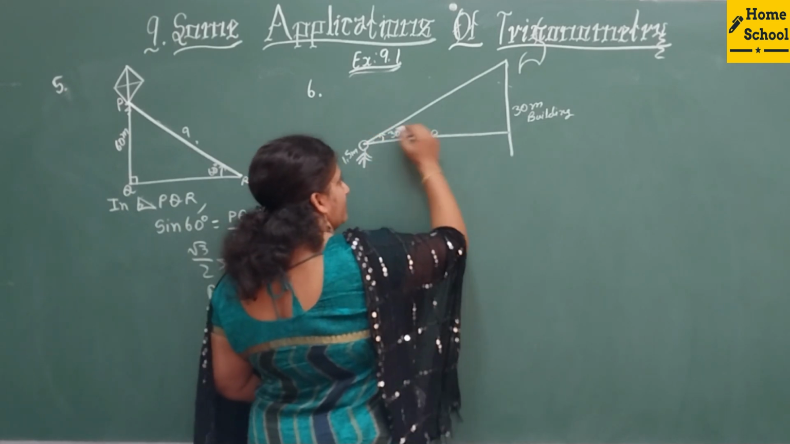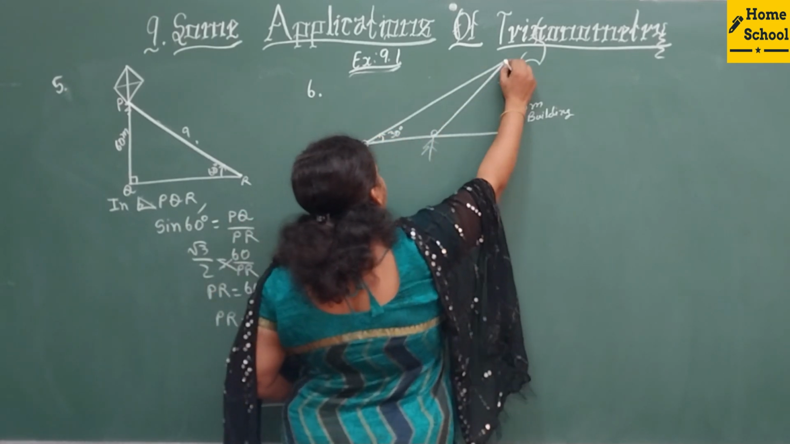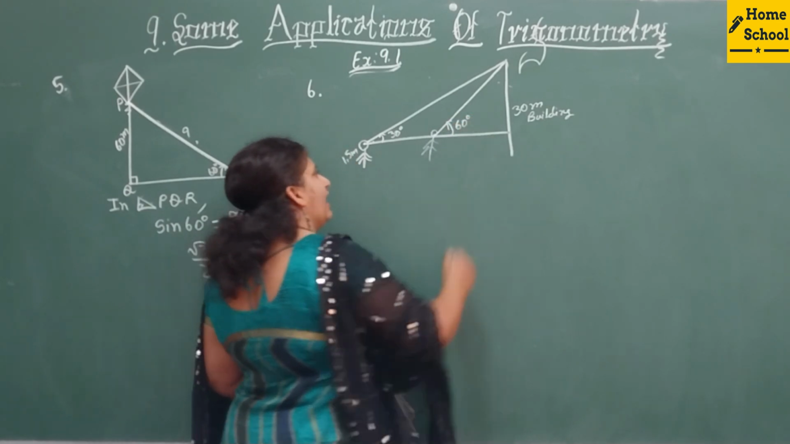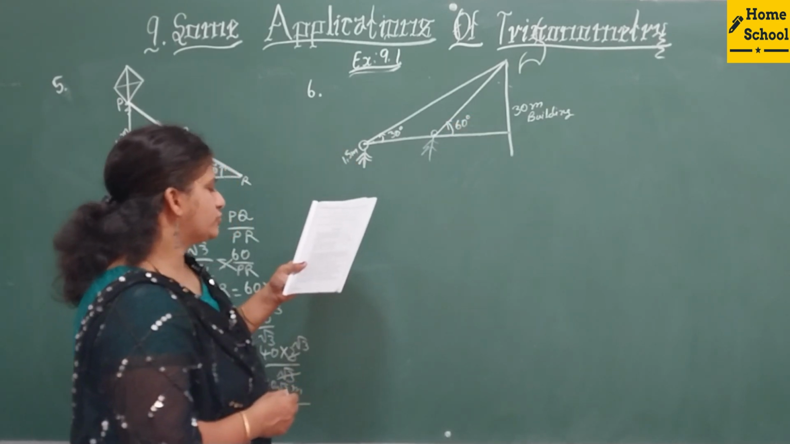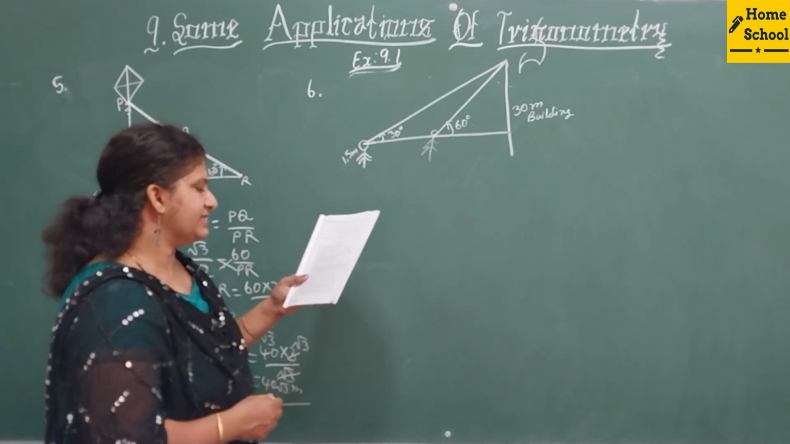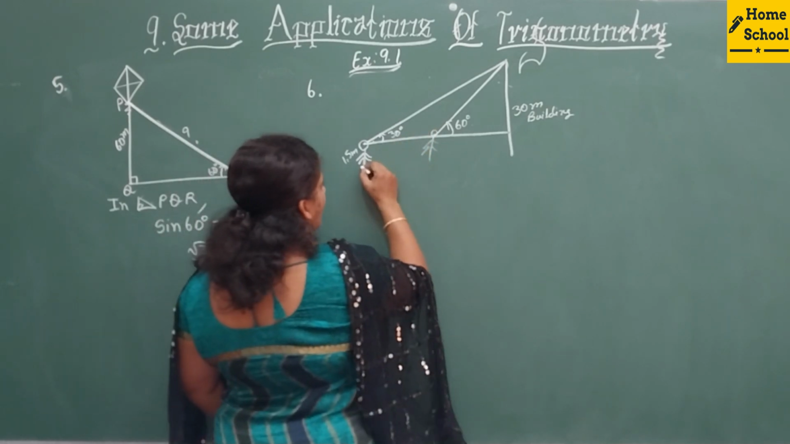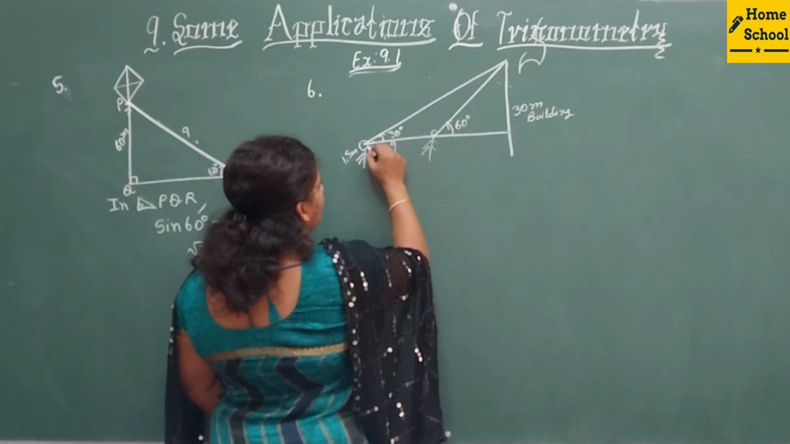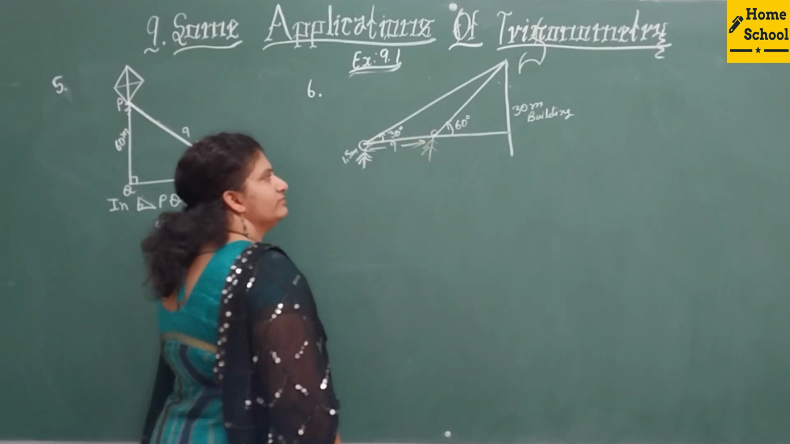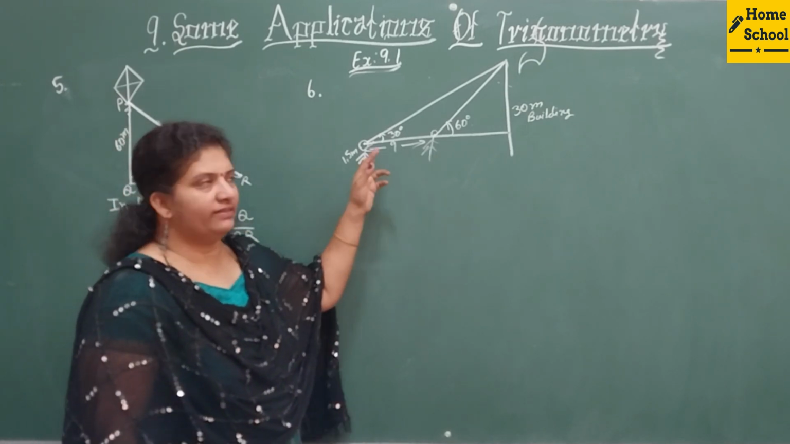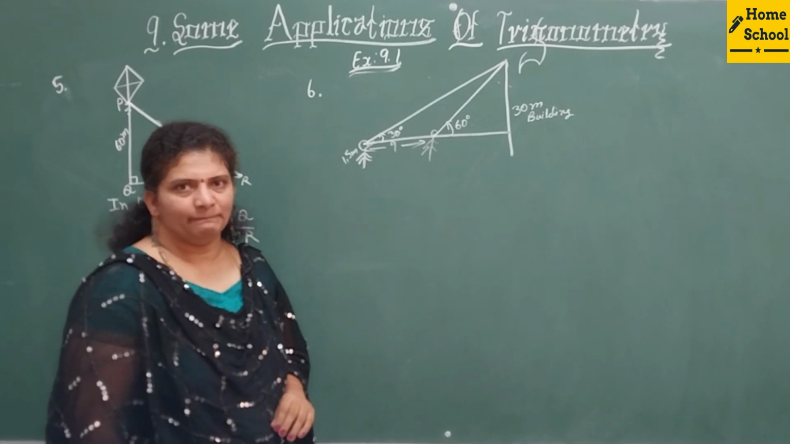Now at this point 30 degree angle. Now at this point what happens? This is 60 degree angle. As he walks towards the building, find the distance he walked towards the building to increase this angle. That means only this is your question. How much distance he walked to make the angle 60 degree?